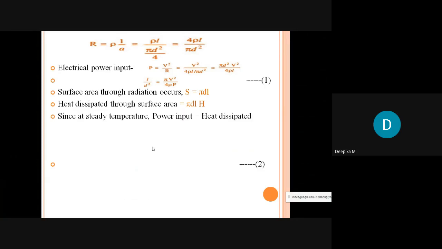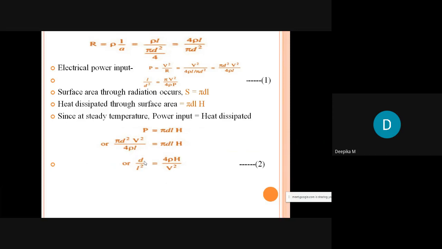Since at the steady temperature we have assumed that the power input equals the heat dissipated, we are going to equate these two terms. We have the power expression and we have the heat dissipated, so we equate them. P = pi dl H, and P is pi d square V square divided by 4 rho L. What happens? Pi gets cancelled, and D and D square get cancelled.